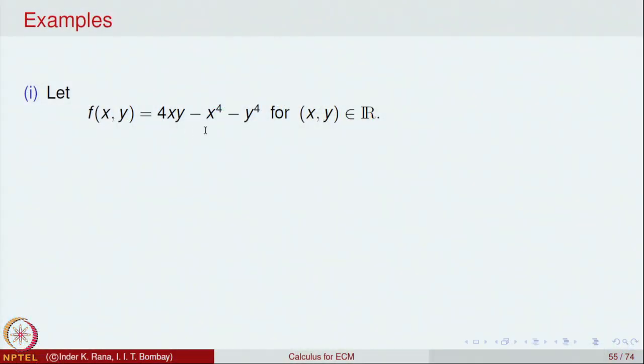So, this is what is called the second order derivative test for local maximum and local minimum. We will see some applications of this, how this is applied. So, let us look at an example. f(x, y) = 4xy − x^4 − y^4.